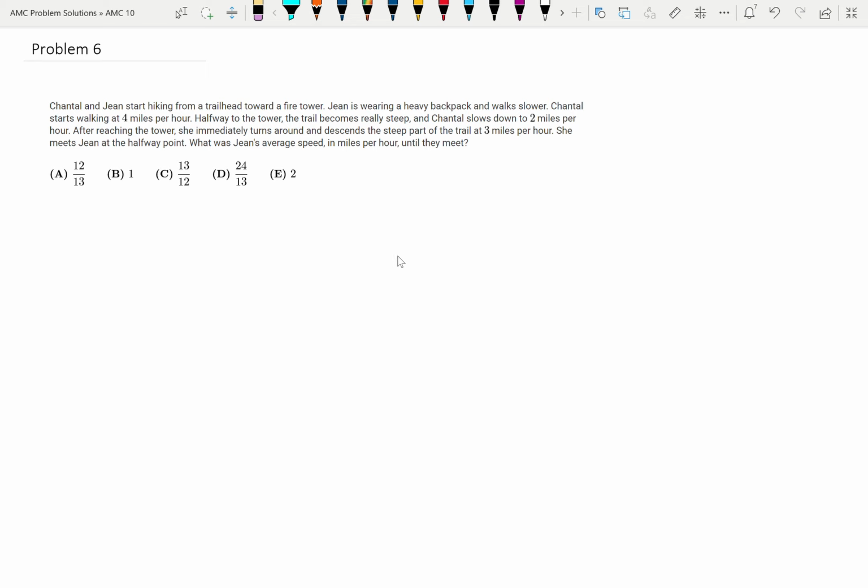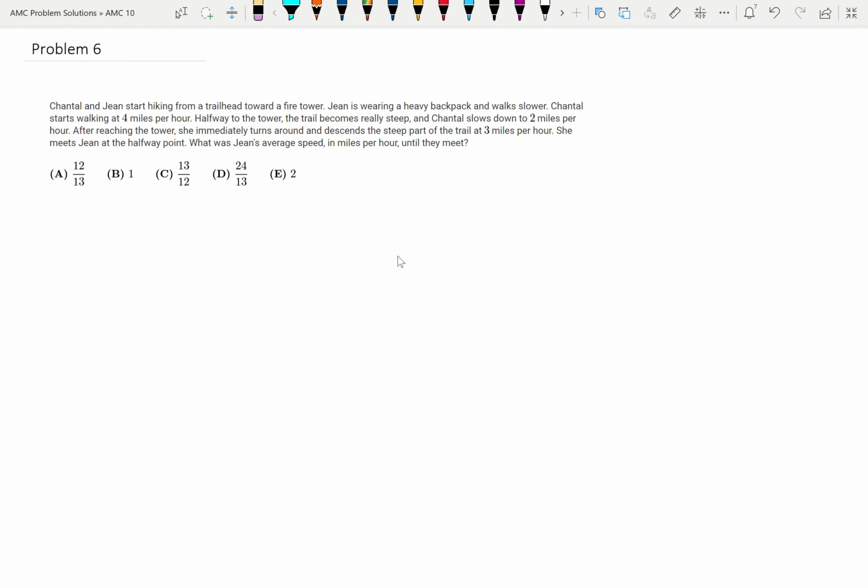Chantal and Jean start hiking from a trailhead toward a fire tower. Jean is wearing a heavy backpack and walks slower. Chantal starts walking at 4 miles per hour. Halfway to the tower, the trail becomes really steep, and Chantal slows down to 2 miles per hour.